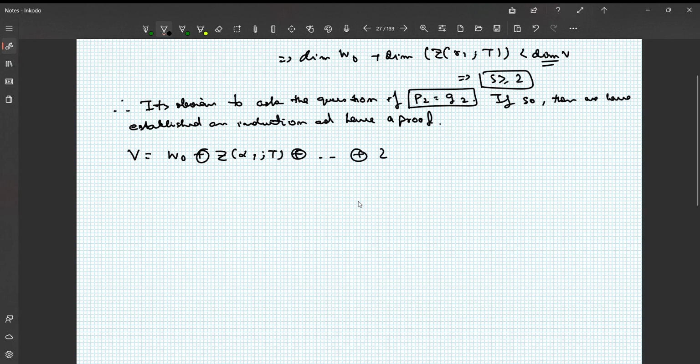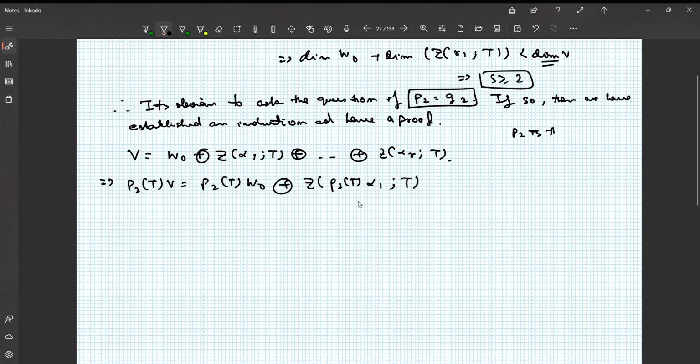So we have one of the decomposition: V is equal to W naught plus Z(alpha 1; T) direct sum, and so on till Z(alpha r; T). If I apply P2(T) on it, so that means what is P2(T) of V? It's P2(T) of W naught plus, now P2(T) of Z(alpha 1; T) is same as from 1. It's same as the T-cyclic subspace generated by P2(T) of alpha 1.